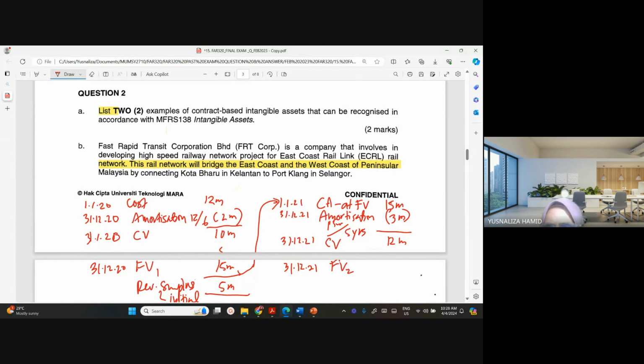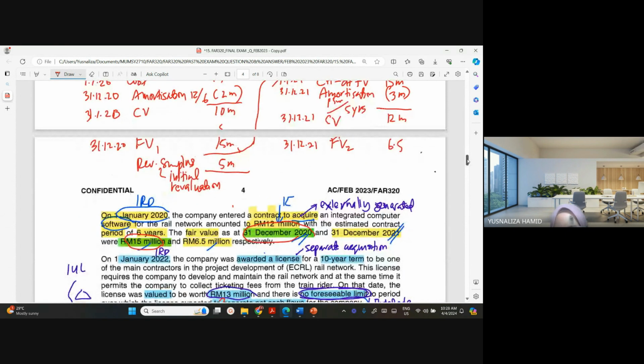So fair value 2 is 6.5 million. Where do you get 6.5? Given in the question. This one? And if you compare now, you can see that carrying value exceeds the fair value, and this is a revaluation deficit. And remember, this is the second revaluation, so you need to treat this similar to MFRS 116. So the first revaluation was a surplus, the second revaluation was a deficit, and that deficit is 5.5 million.